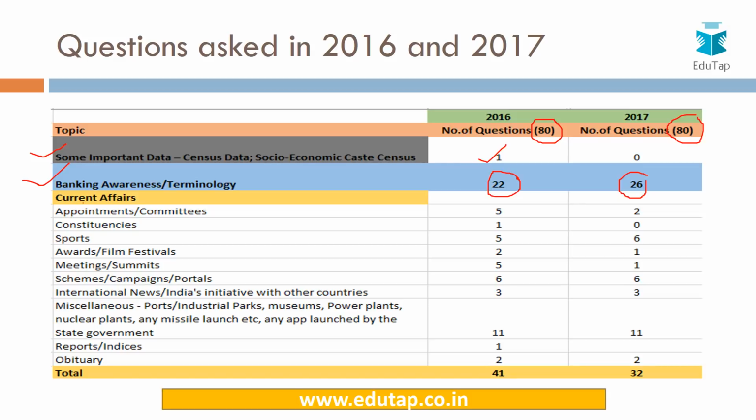Next comes the current affairs section. This section takes a major chunk of marks. So in the year 2016, total 41 questions were from this section, and in the year 2017, 32 questions were from this section. So we had already discussed that what all are the subcategories that are under this section. So by seeing the number of marks coming from this section, we can automatically realize that this forms the major broad category of general awareness. So we need to look out for current affairs as well as banking awareness and terminology.